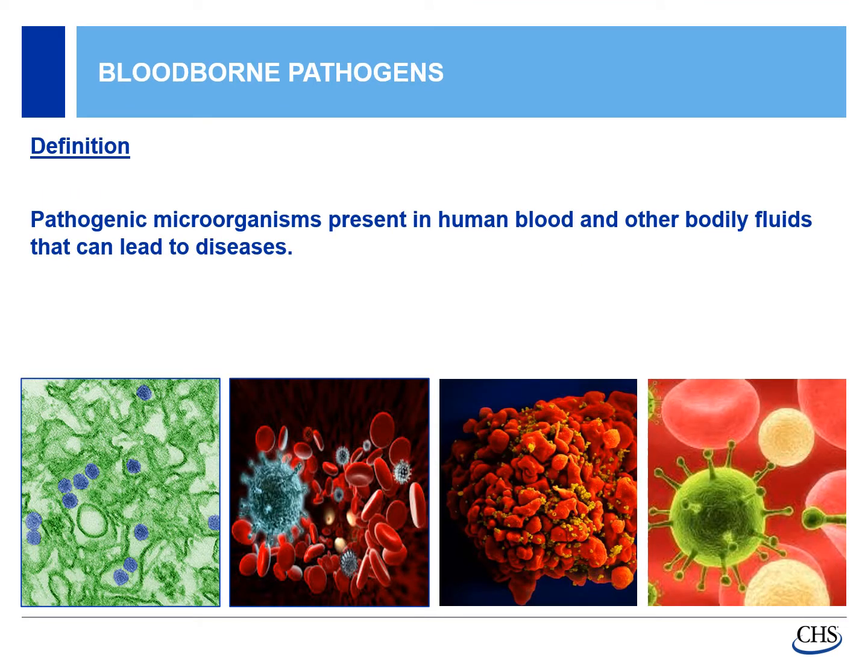First, let's define what a bloodborne pathogen is. It is a microorganism that can be present in human blood or other body fluid that can lead to and cause diseases.